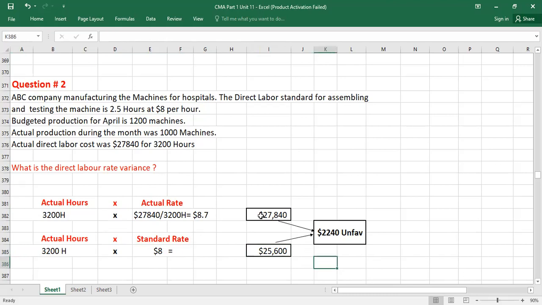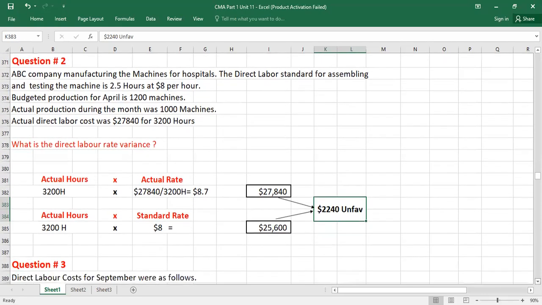$25,600. Now you can see here the first line is higher and the second line is lower. So what you will get? You will get an unfavorable variance for the rate, which is $2,240.